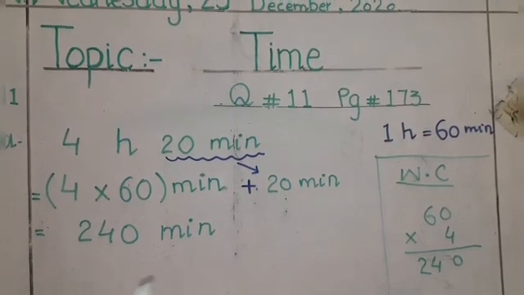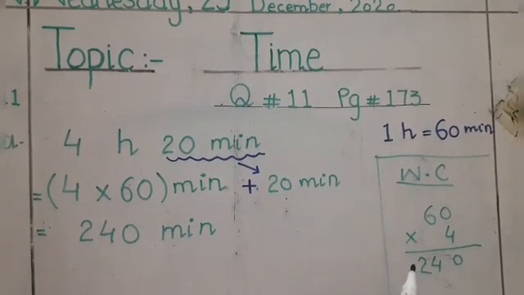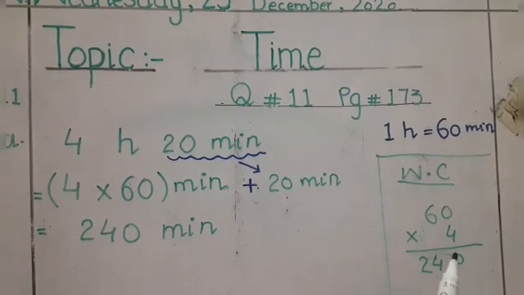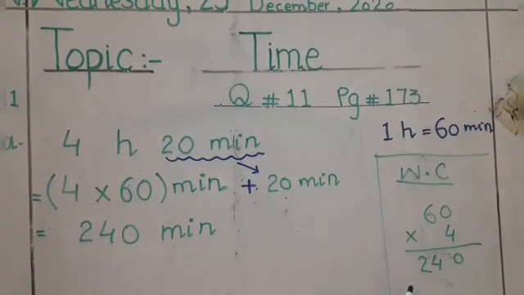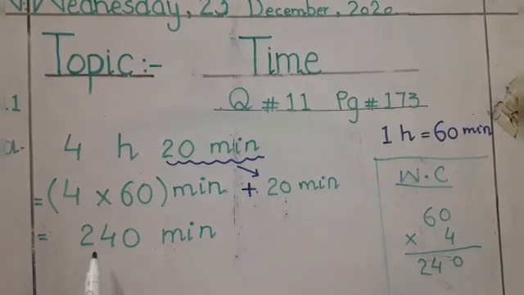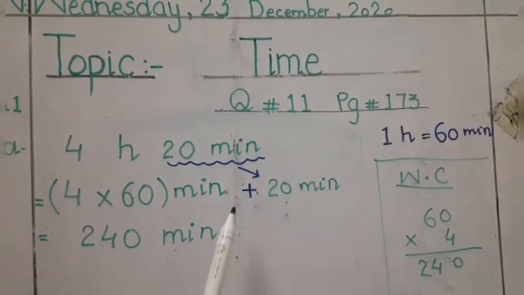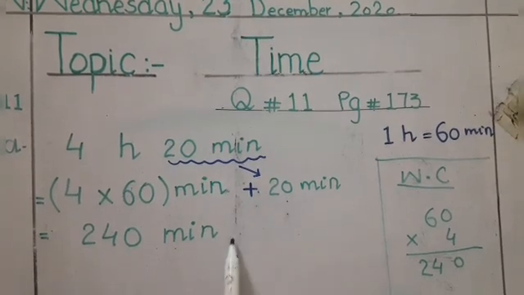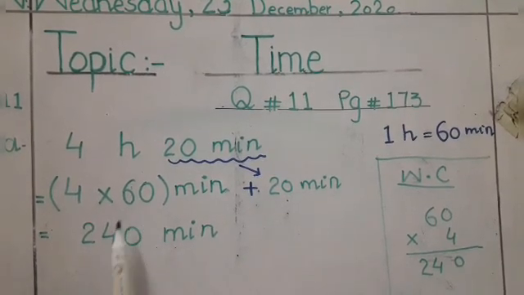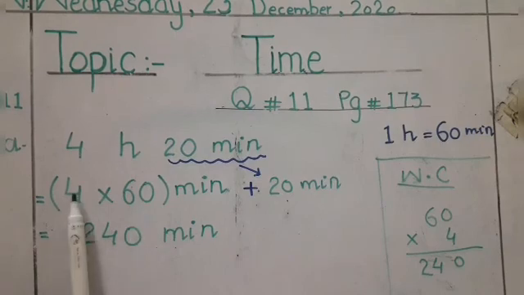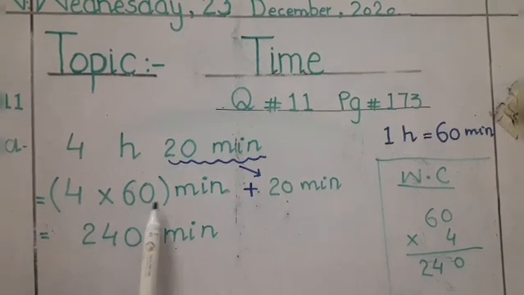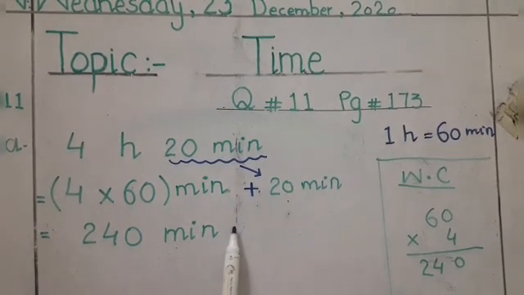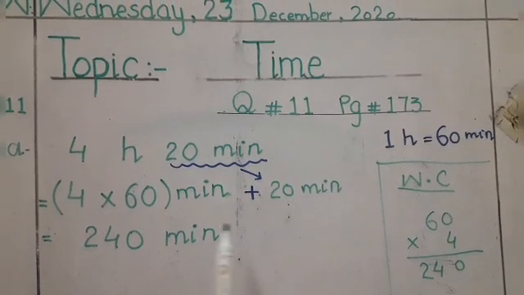Okay, students, here I multiply 60 by 4. 4 zeros are 0 and 4 sixes are 24. So 240 minutes. I write it here, 240 minutes, plus 20 minutes are left. So we will add now. This 240 minutes is the product of 4 multiplied by 60 minutes. And now we will write plus 20 minutes.